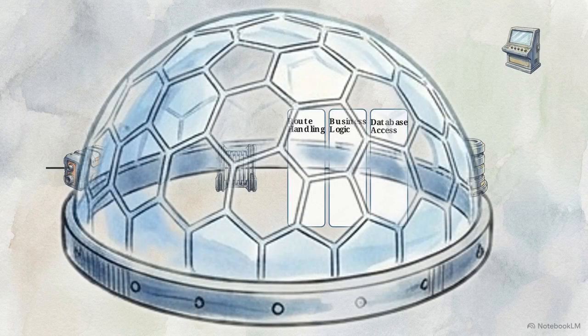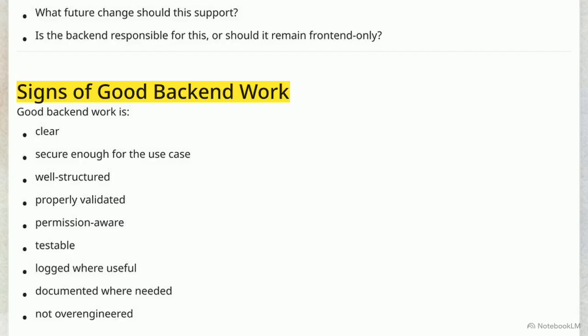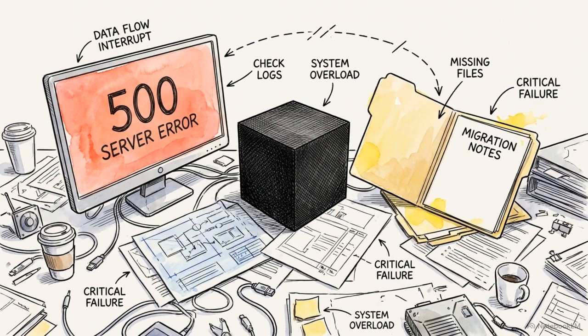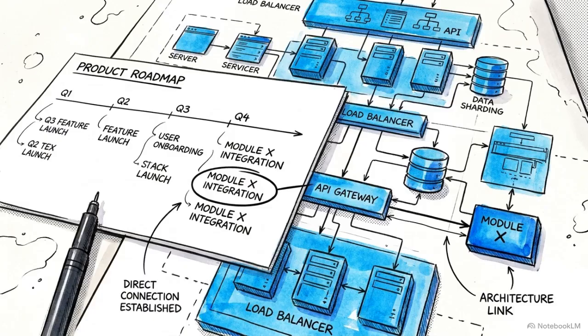Look at the fully constructed trust layer. Data flows safely through strict validation rules, passes authorization checks, navigates clean logic boundaries, and commits to the database, all fully monitored. Good backend work is highly structured, testable, properly validated, and secure enough for the use case without being over-engineered. Conversely, weak work is characterized by generic error responses, missing migration notes, and black box agent-generated code that the developer cannot actually explain. Technical decisions must actively support the product's long-term business direction.